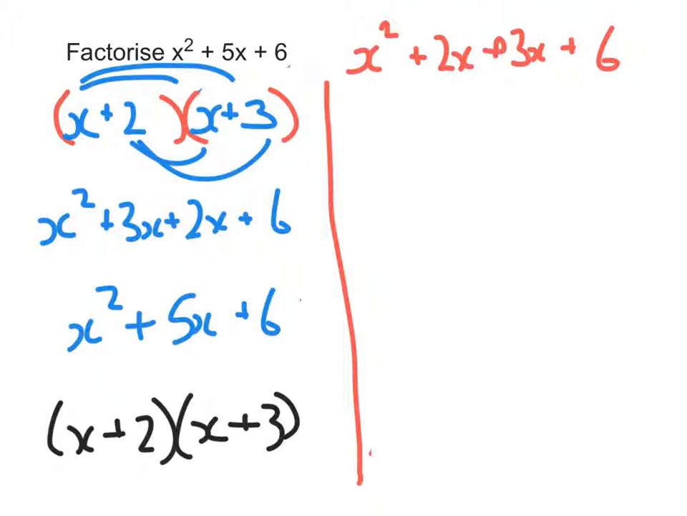Now that may look very familiar to the other method. The next few steps are a little bit different. So what you do is, you first factorise the first bit. Okay, so those two terms there, you're going to factorise those.